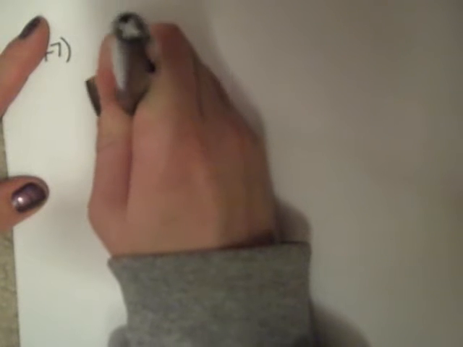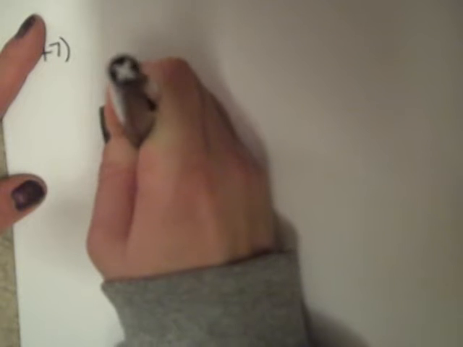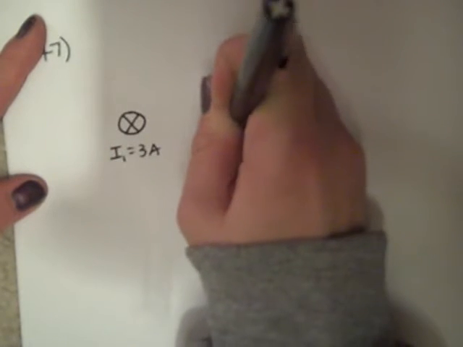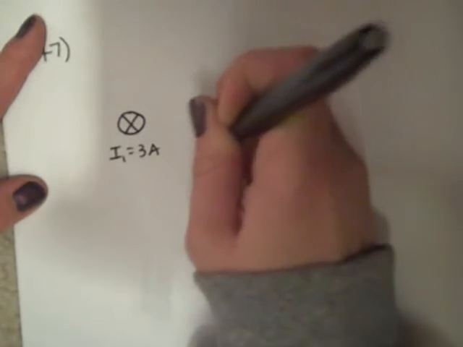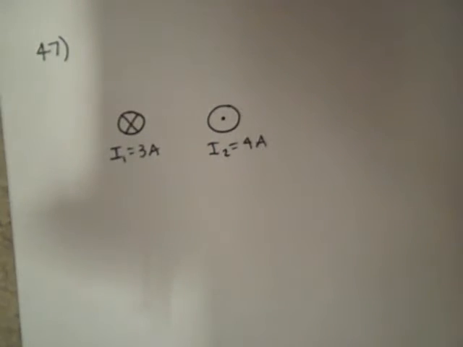Alright, the next one we have is probably the most complicated one of the set here, and that would be number 47. What number 47 is asking is, they say you have two long straight wires that are perpendicular to the page. You have one here that is going into the page, and the current here we'll call I1 is 3 amps. And you've got another wire right here where the current is coming out of the page, we'll call that I2, with a current of 4 amps.